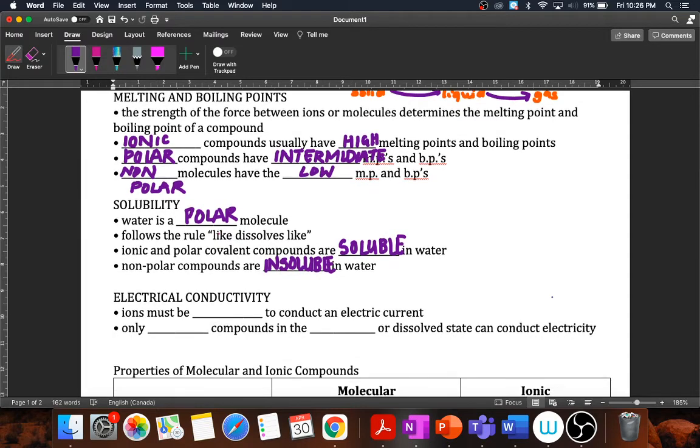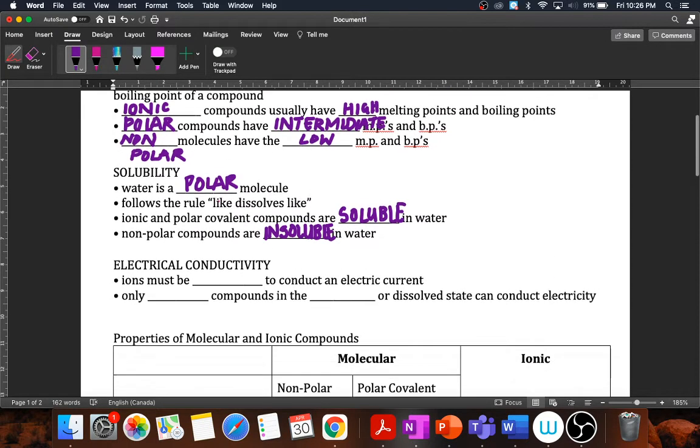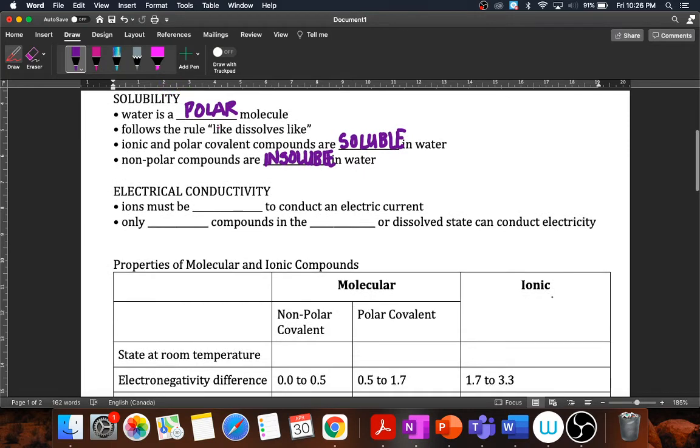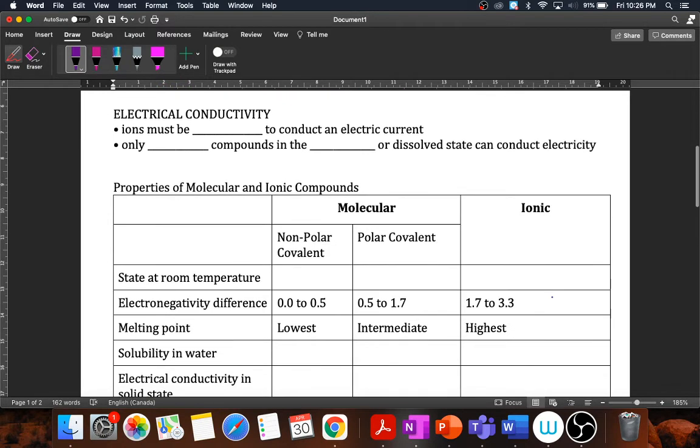Right, so we've looked at melting point and boiling point as well as solubility. Now let's take a look at electrical conductivity, right? Electrical conductivity refers to whether or not electricity can pass through this particular substance, right? So ions usually must be dissolved to conduct an electrical current, right?